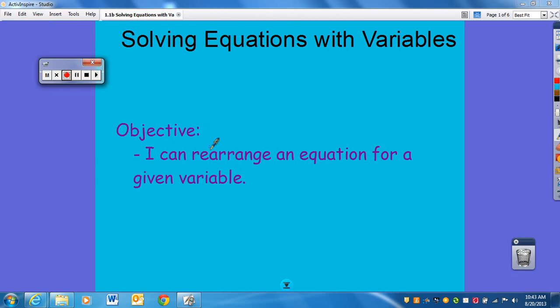Our lesson today is solving equations with variables. Our objective is that we can rearrange an equation for a given variable. There may be times when we have equations that contain more than one variable, and we may want one particular variable to be the one that is isolated. So let's get started.